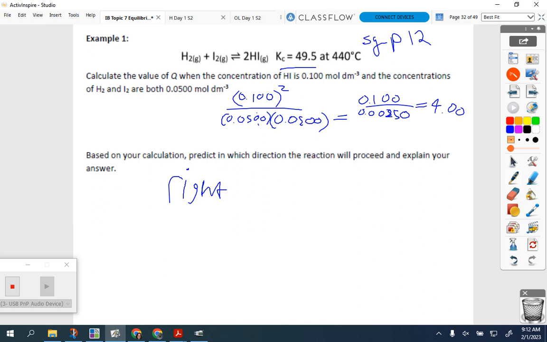But yeah, so we end up with a number that is 4. So Q is 4. Our Kc is 49. So Q is less than Kc. We're going to drive the reaction to the right, favoring the products, right?